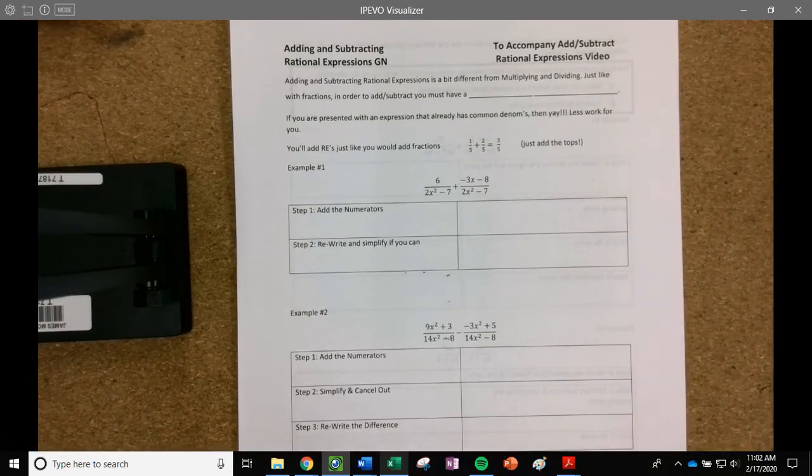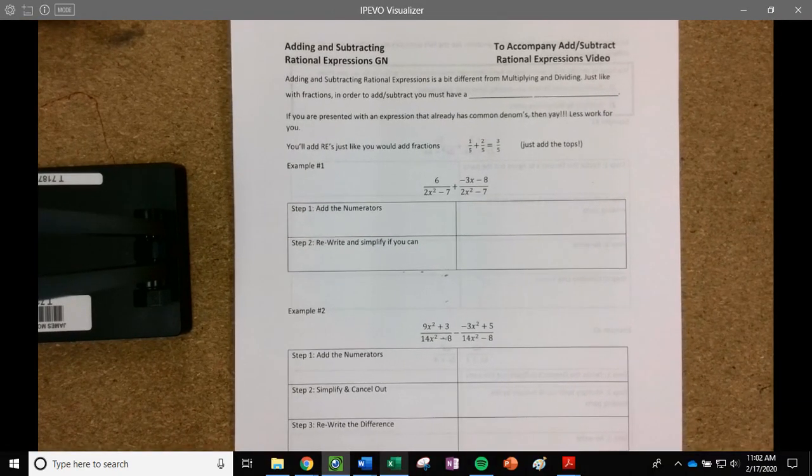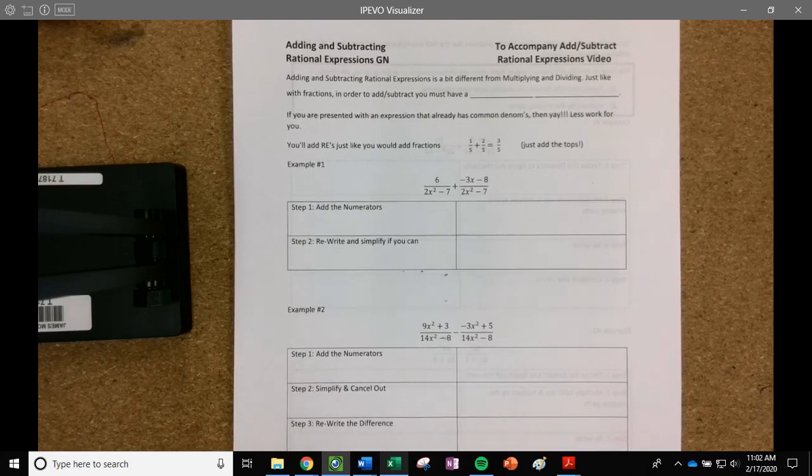Okay, so we have talked about simplifying rational expressions, and we have talked about multiplying and dividing rational expressions, and now we are going to talk about adding and subtracting rational expressions. So this is a little bit different than multiplying and dividing. When we were multiplying and dividing, all we had to do was just factor and cancel, and then we could just mash everything back together. But not so with adding and subtracting.